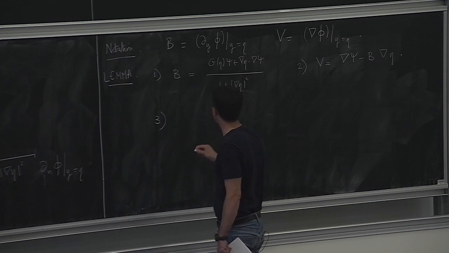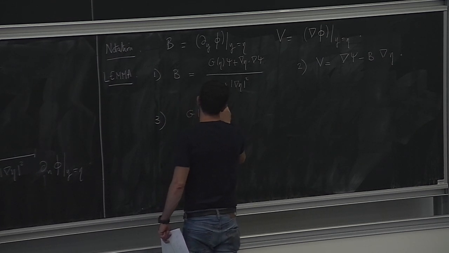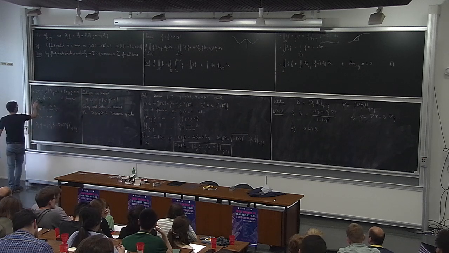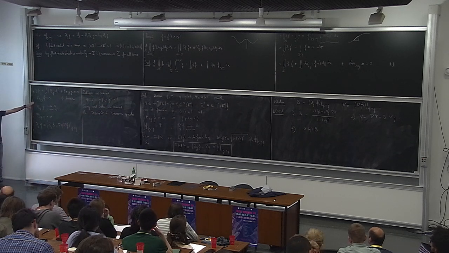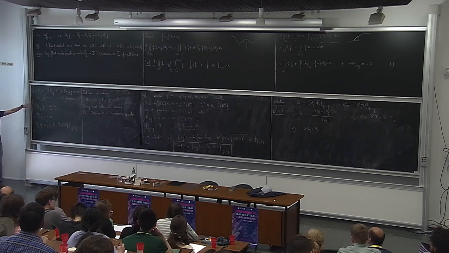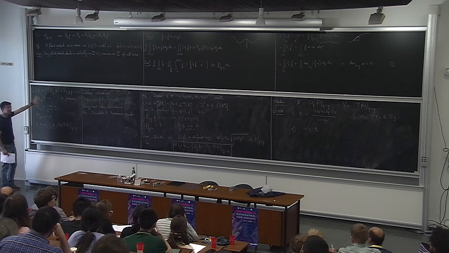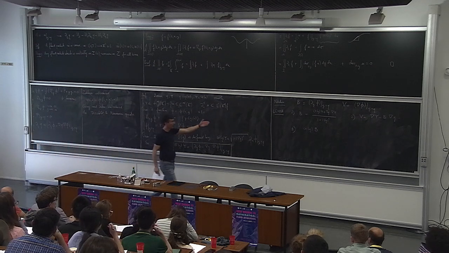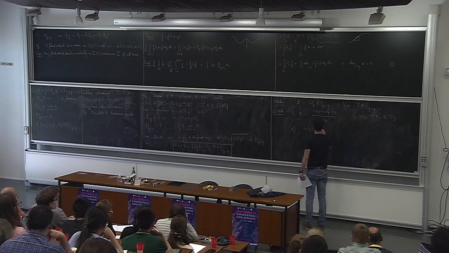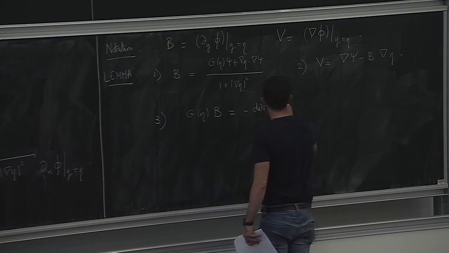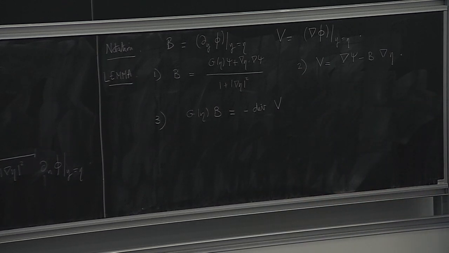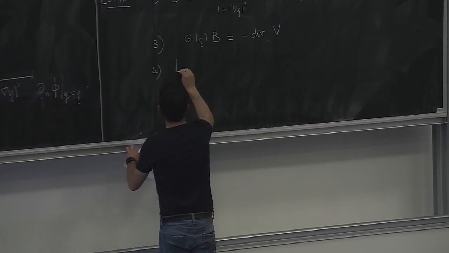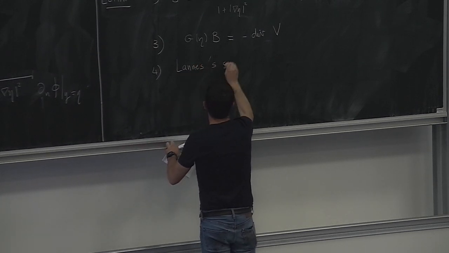The third identity is more interesting. It has to do with the fact that for a harmonic function, the tangential and normal derivatives on the free surface are related. Okay, this is an equation inside the domain for the derivative that has a counterpart on the free surface. This identity, G of eta B, is equal to minus the divergence of V. And eventually, a very important formula, which is Lannes' shape derivative formula.